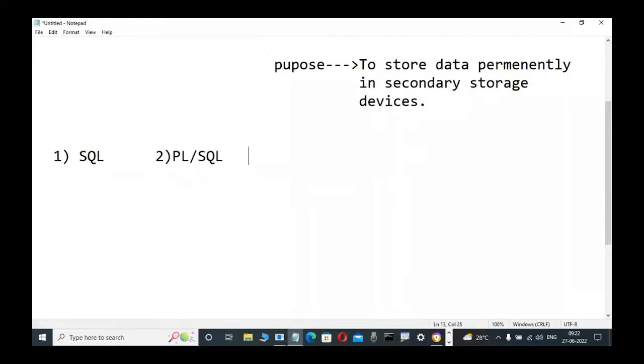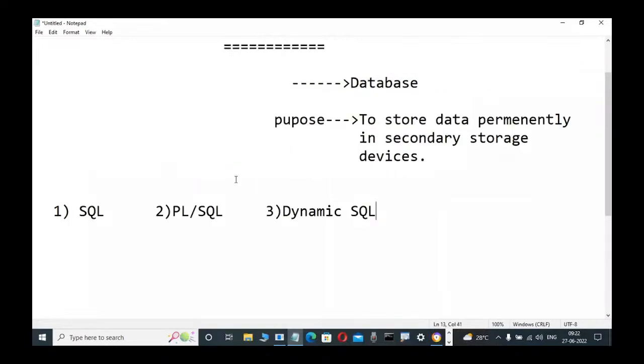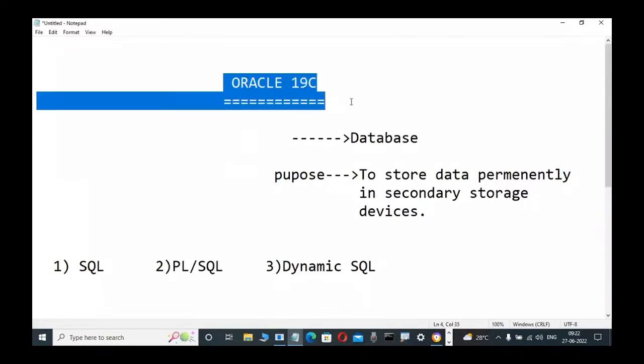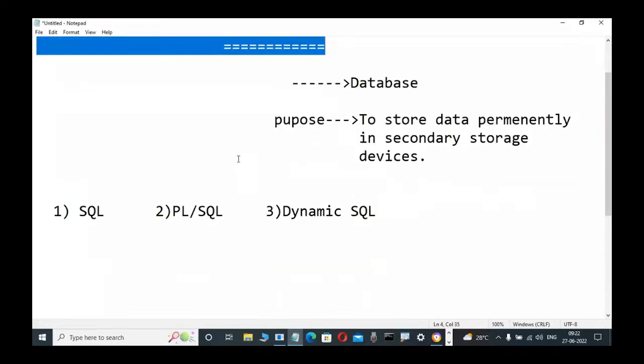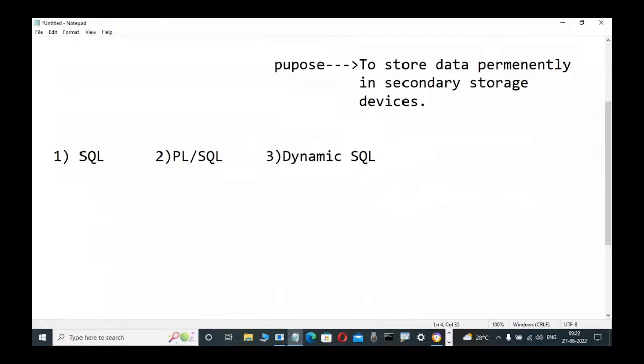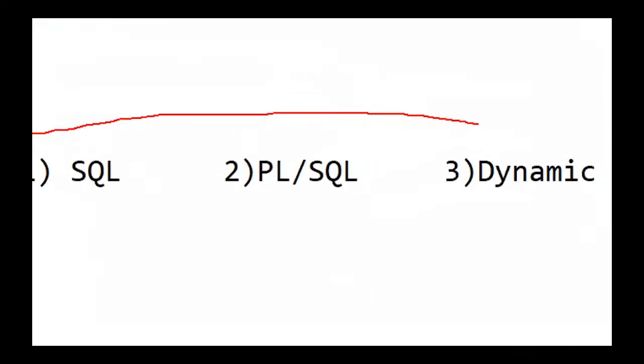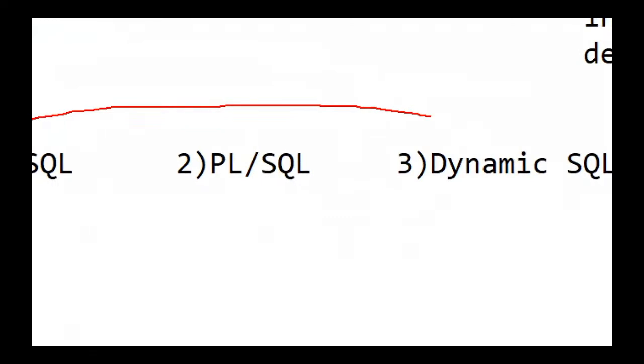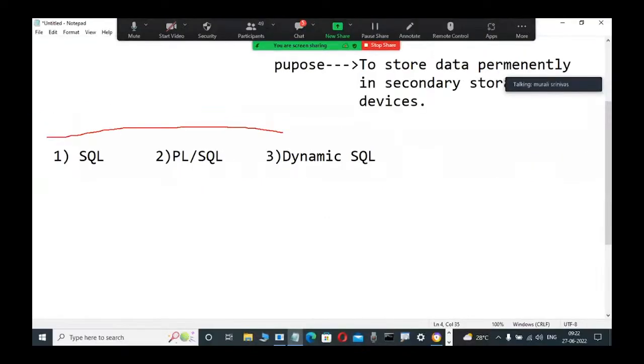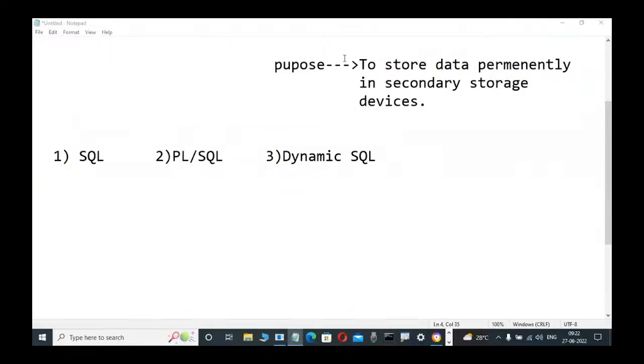Not only these two languages, but also another language is there to operate. What is that one? Anybody have an idea? Dynamic SQL is a language. Whenever you join a company and work on an Oracle database, you must be familiar with these three languages. One is the SQL language, another is the PLSQL language, and another is the dynamic SQL language.